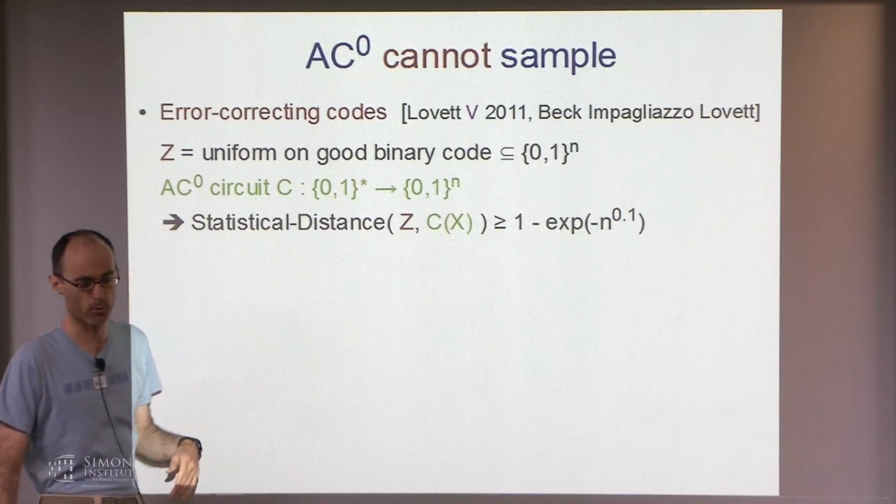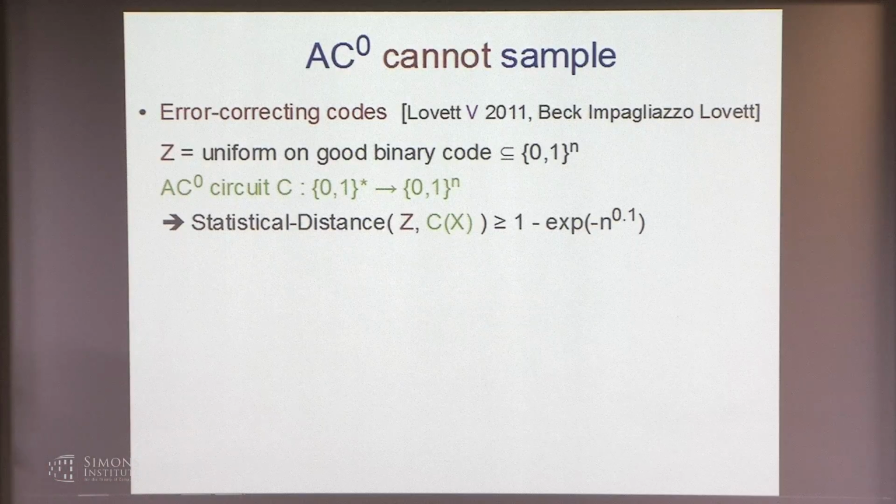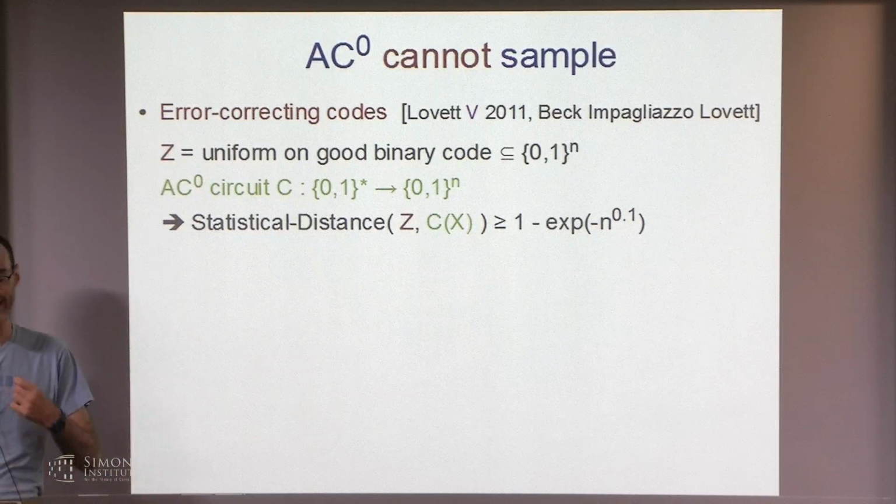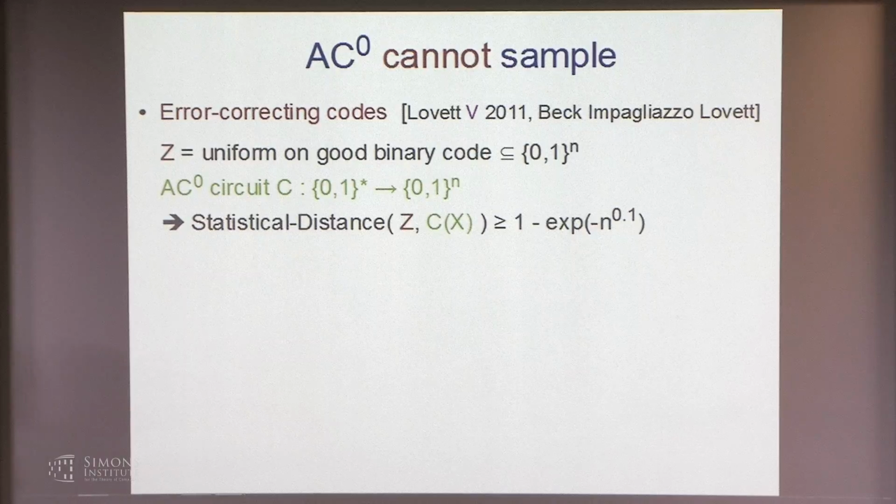In the original paper we had polynomially close to 1, and then with a nice idea about deviation bounds for small-depth forests, Beck, Impagliazzo and Lovett improved it to exponential. So this result gives a very strong bound, exponentially close to 1, but it's really tailored for codes. It doesn't apply to other distributions. In particular, it doesn't apply to things like input-output pairs of Boolean functions.